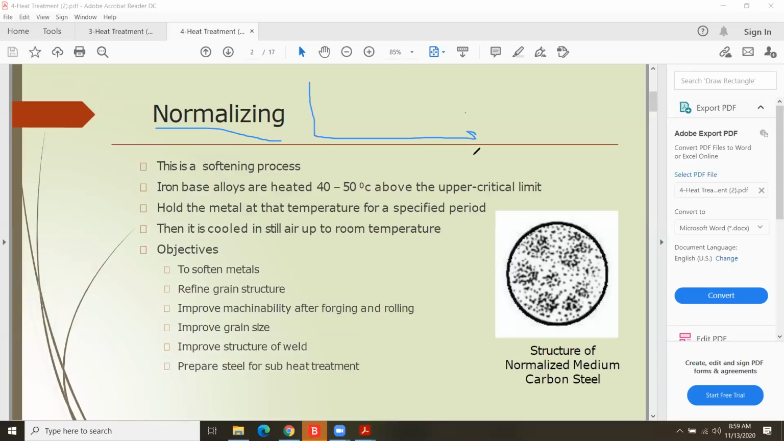So if I draw this temperature versus time graph here, right?